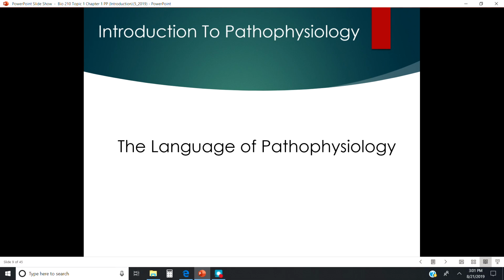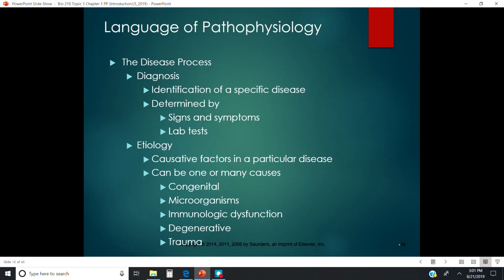In this lesson, we'll take a look at some of the terminology that we use in pathophysiology. If you look at the list, there are a lot of words. It may seem a little overwhelming at first. However, as we go through the course, as you go through your careers, these words will become second nature because we do use them in medicine also.